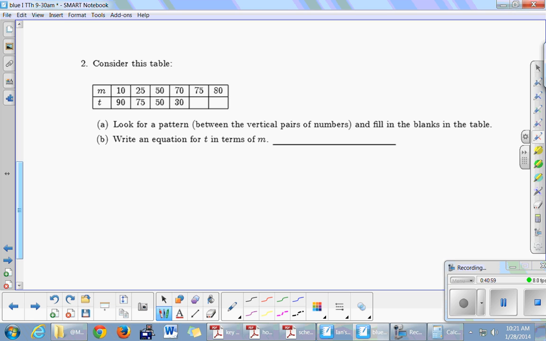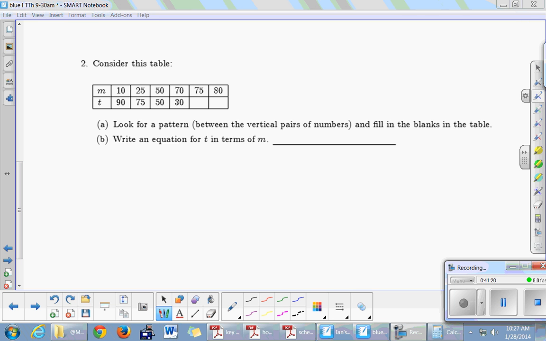Okay, let's take a look at this next problem. It says consider the table, and then there's a bunch of numbers with a couple of blank spaces. So part A says look for a pattern between the vertical pairs of numbers and fill in the blanks in the table. So that's the first thing I want you to do. Try it with your neighbors right now. Find a pattern and fill in those two blanks.